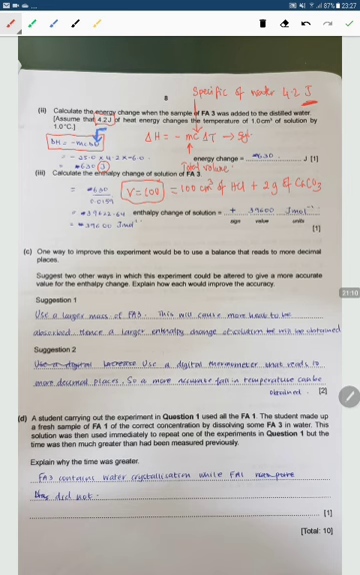Calculate the enthalpy change of Fe3, so you calculate for 1 mole. In the previous part, you calculated so many moles of sodium thiosulfate, so for 1 mole, the answer is the answer above divided by that number of moles.